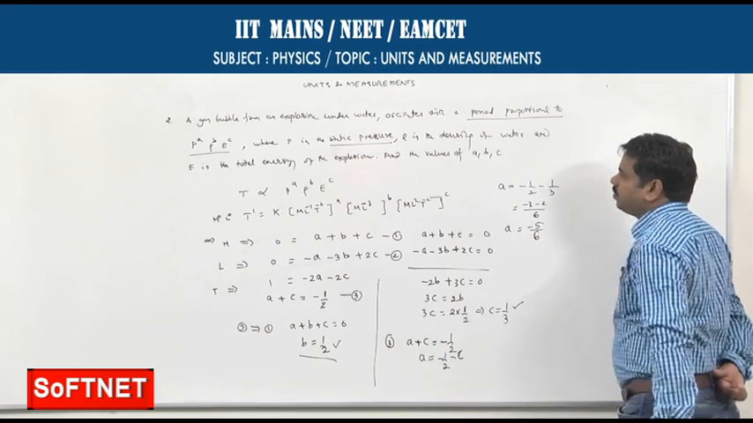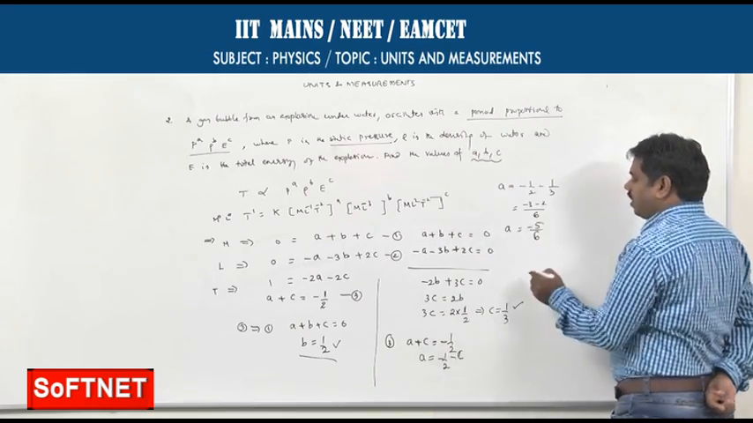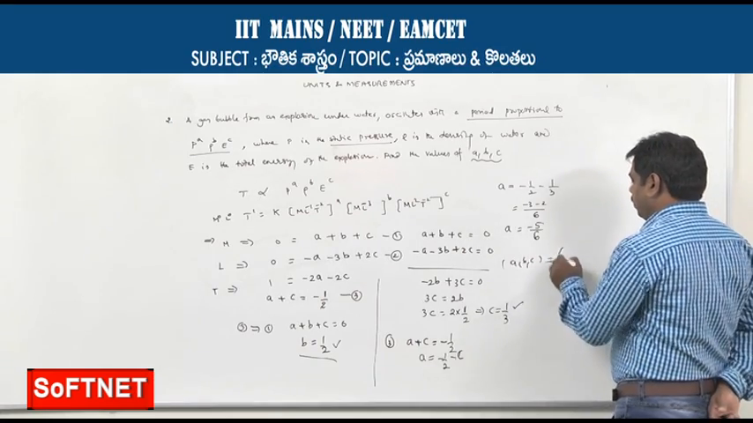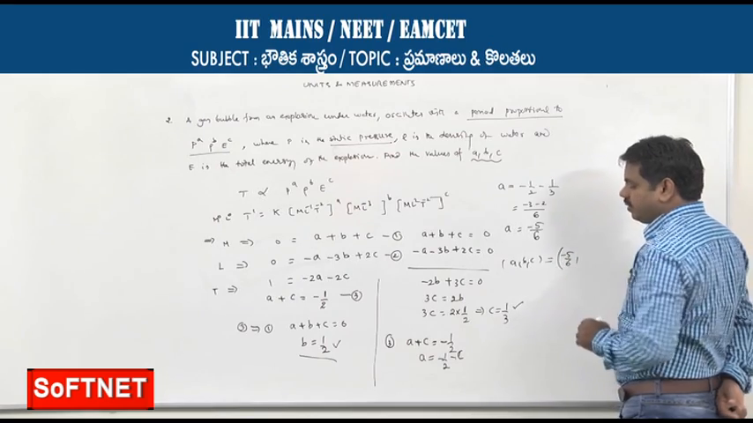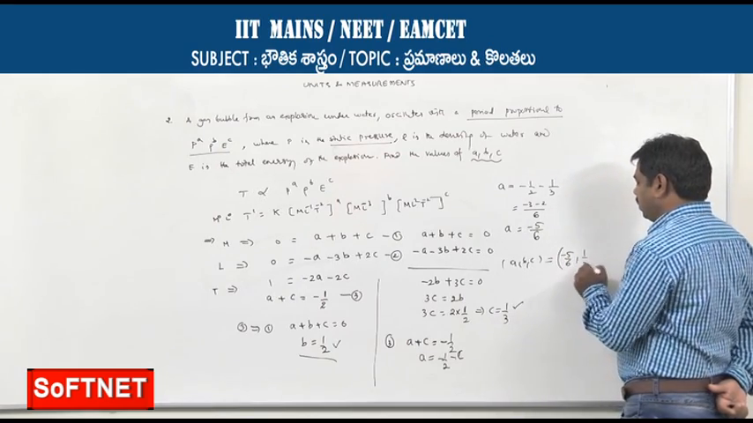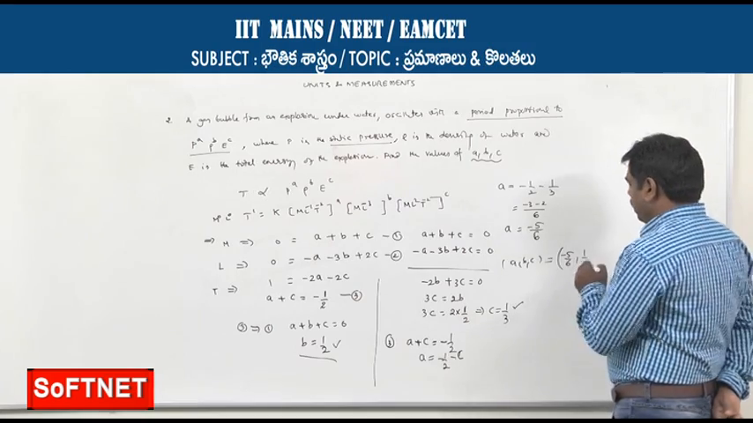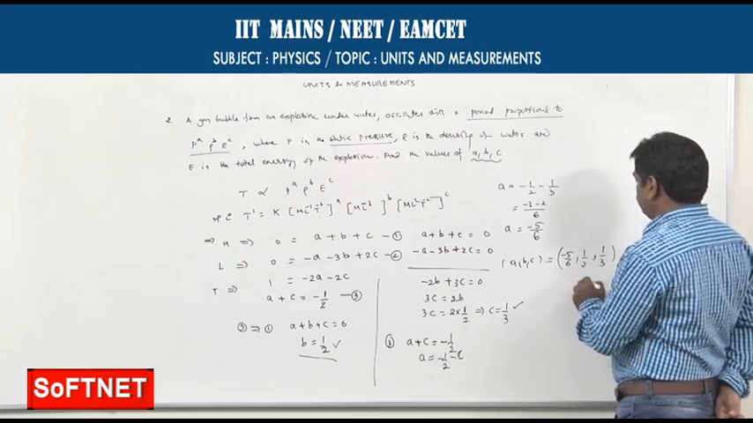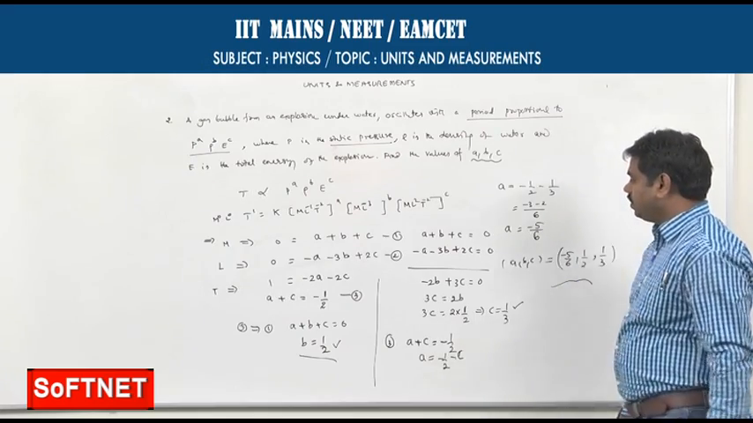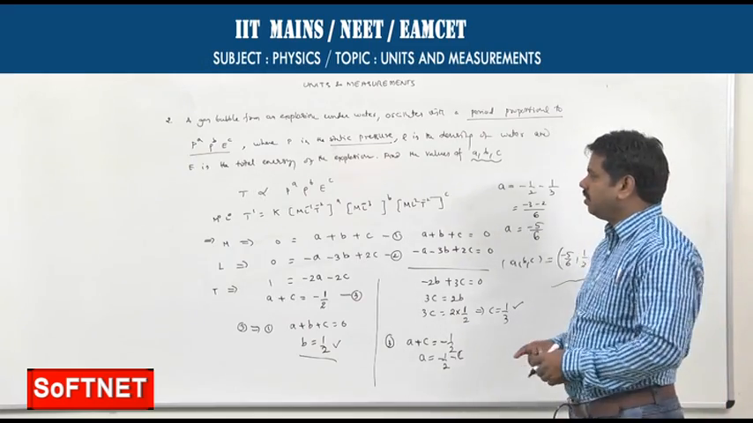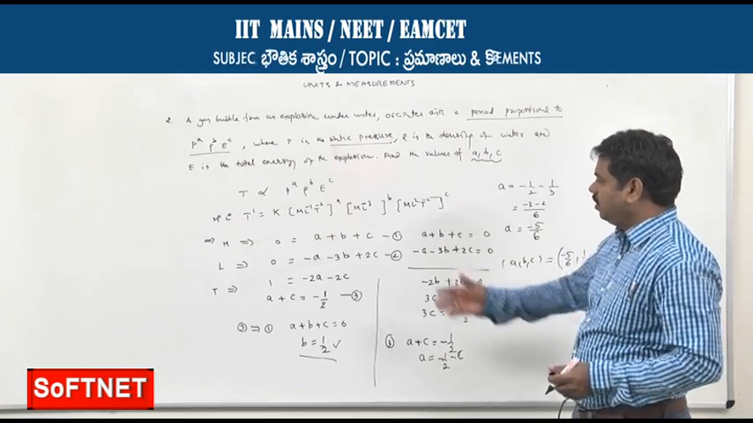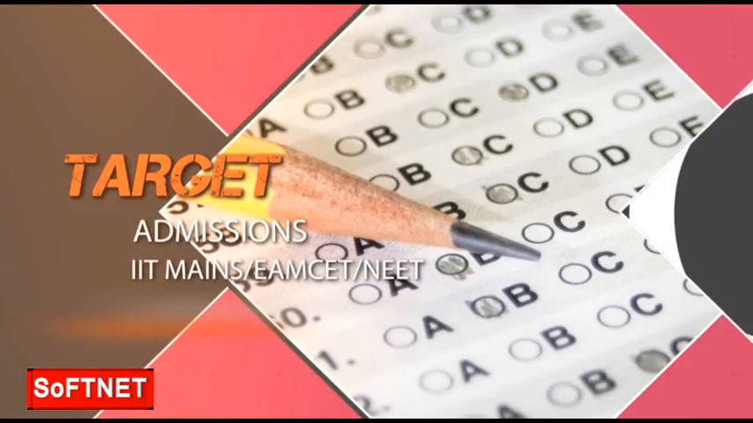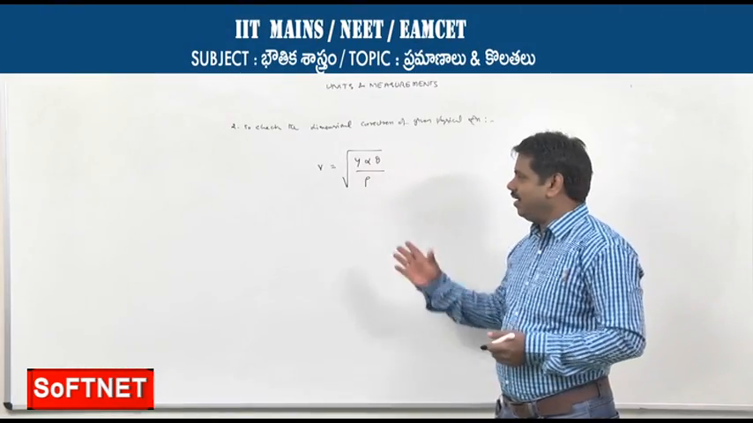Now the values of A, B, C are: A is equal to minus 5 by 6, B is equal to 1 by 2, and C is equal to 1 by 3. So like that we can make use of dimensional analysis while finding different relations also. This is the third example we have. Now again let us check the relation.